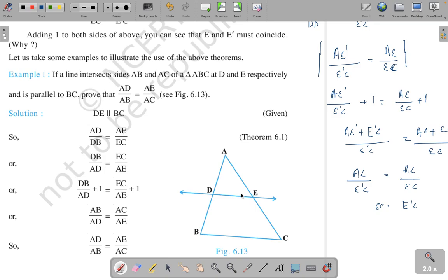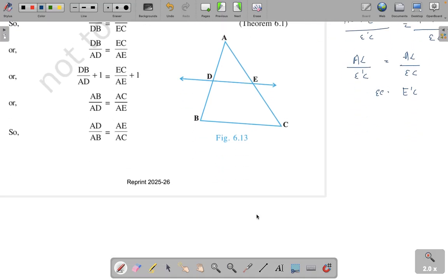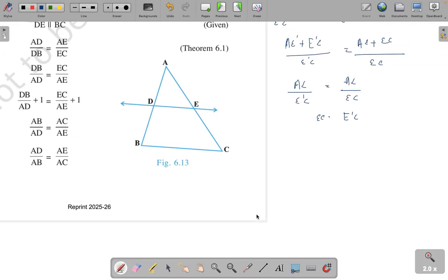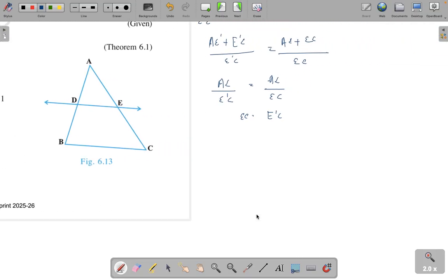So now look at the proof. It is not saying prove that AD upon DB is equal to AE upon EC. You have to prove that AD upon AB is equal to AE upon EC. Although you have to use BPT, you have to make certain adjustments. We discussed that adjustment, right?